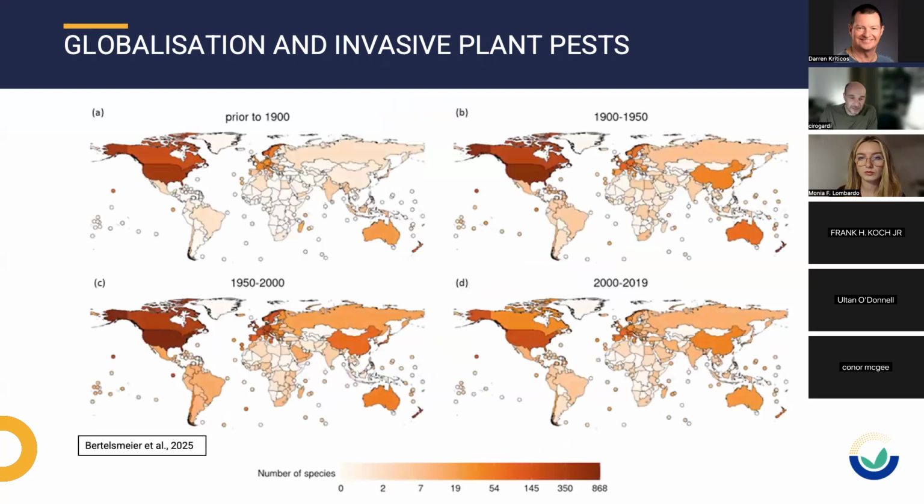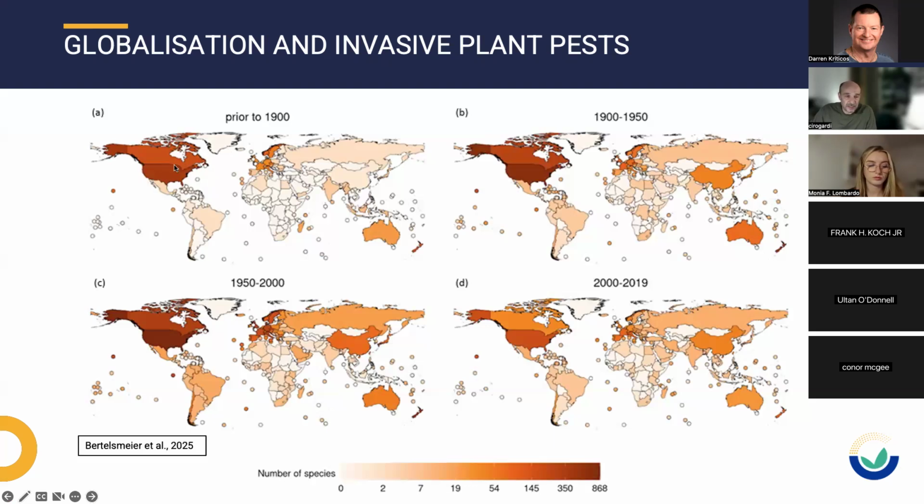Showing another interesting image with these four maps referring to four different periods from the same paper, we can see in which part of the world, in which countries, this introduction of invasive alien pests has been high. And the first period, before 1900, it was essentially North America and, to a lesser degree, Europe. So we can say the Western countries.